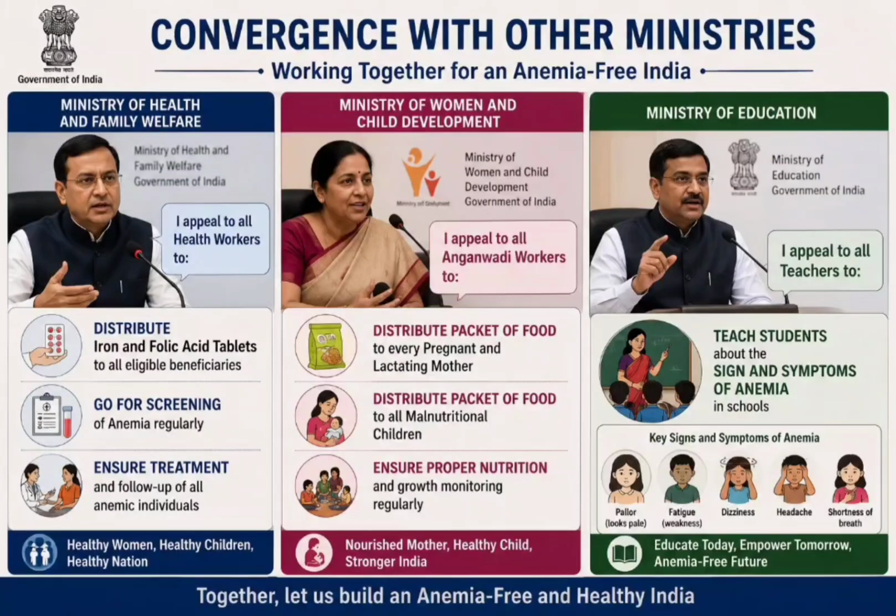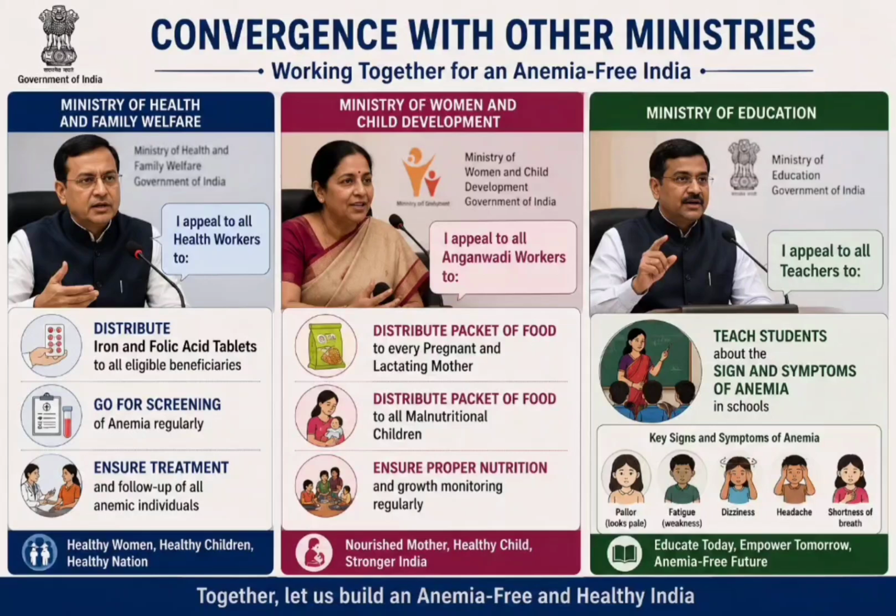Now after discussing the 6 beneficiaries, we move forward to the 6 institutional mechanisms. The first institutional mechanism is convergence with other ministries. Now the question arises, why is there a requirement of convergence with other ministries? This is because anemia is not due to a single cause and does not depend on a single factor. So definitely there is a need for convergence of other ministries, so we can eliminate anemia according to Anemia Mukht Bharat.